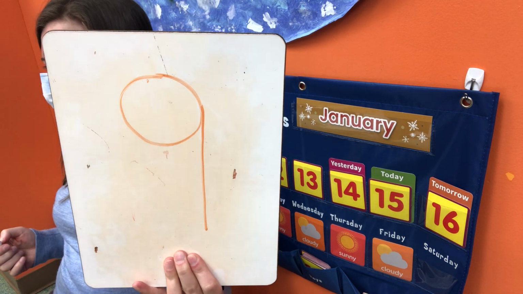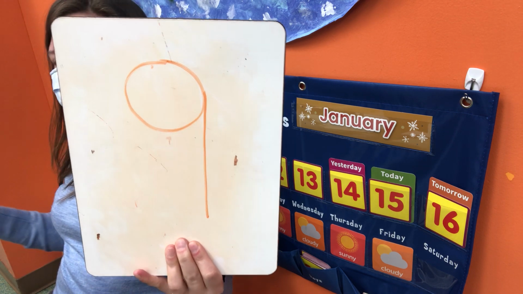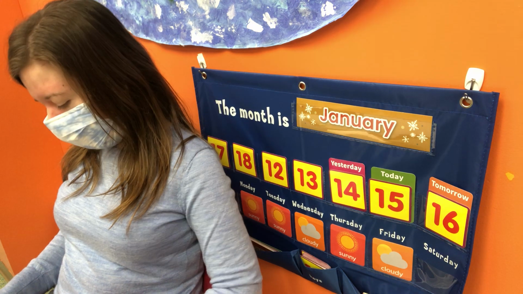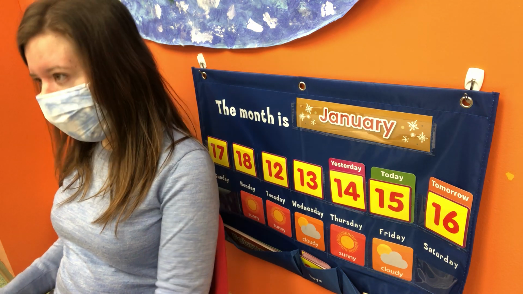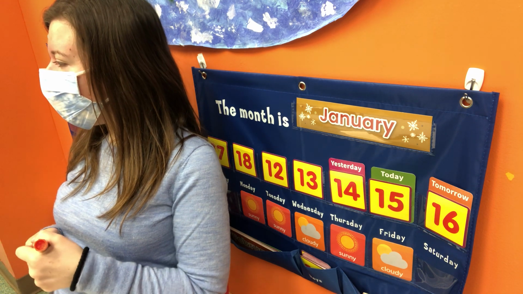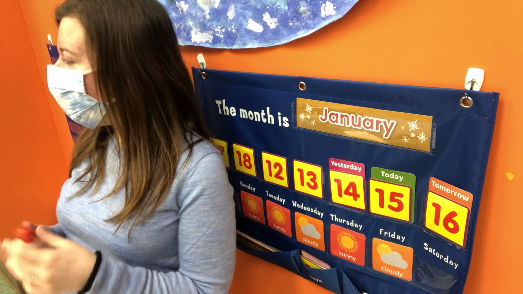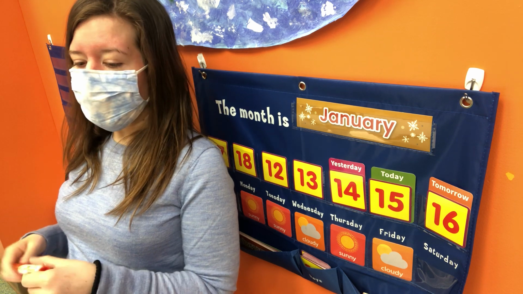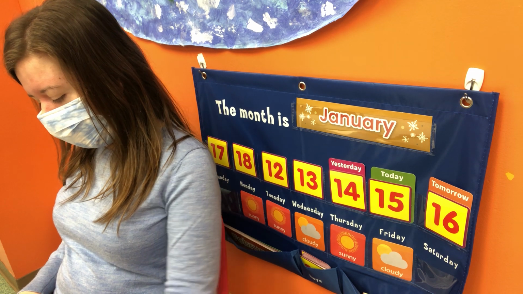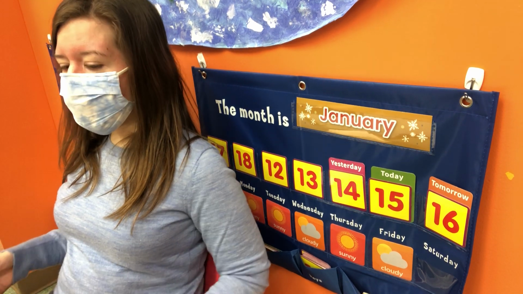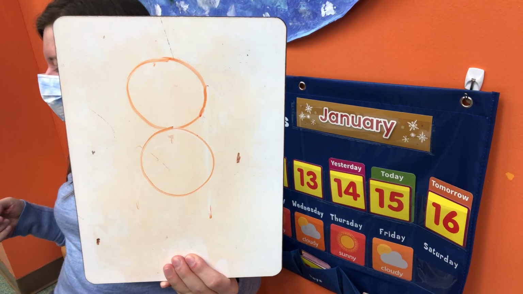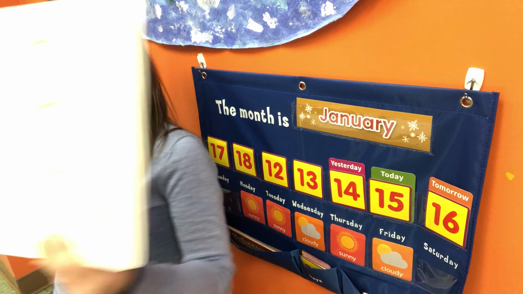No. Oh, erase the line and put another circle. So what do I need to do? I have a circle. And what should I do? Two circles. One at the top and one on the bottom. Is this 8? Yes. Is this 6? Yes.